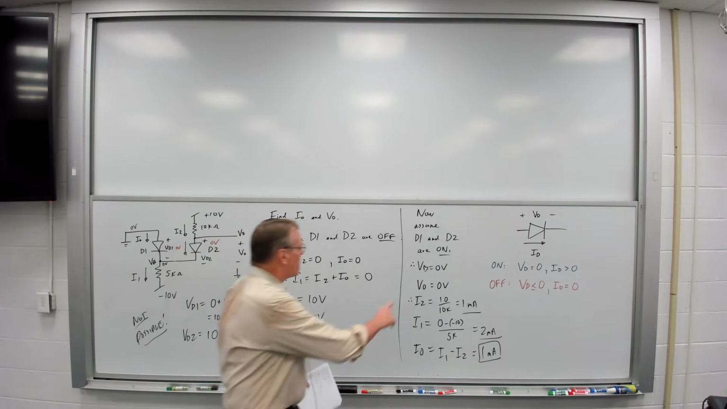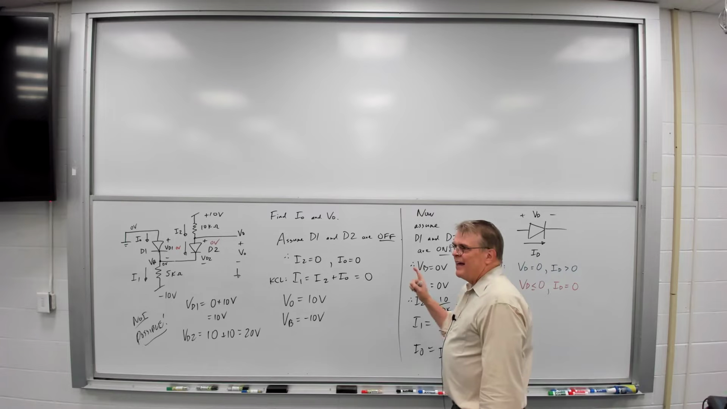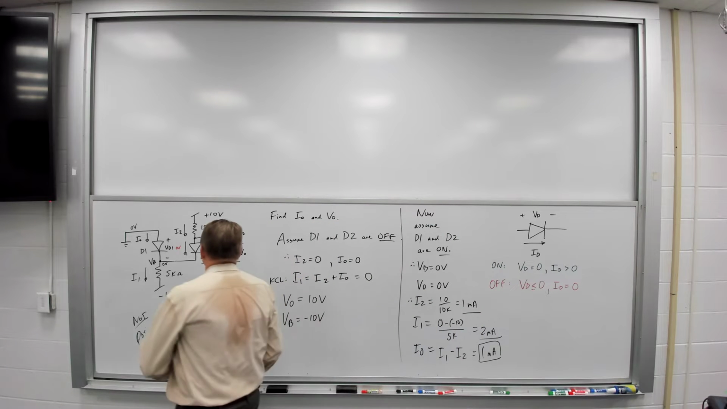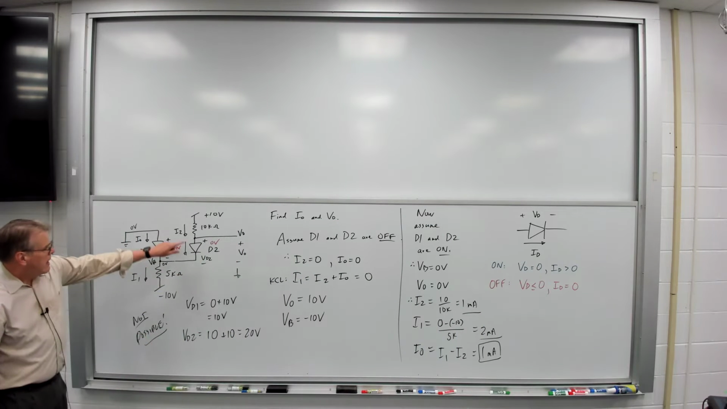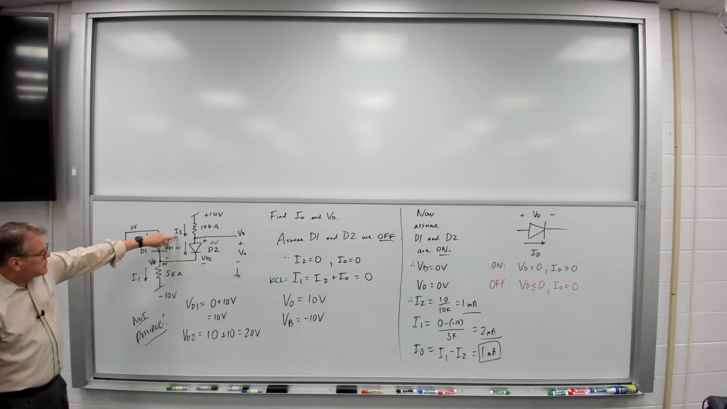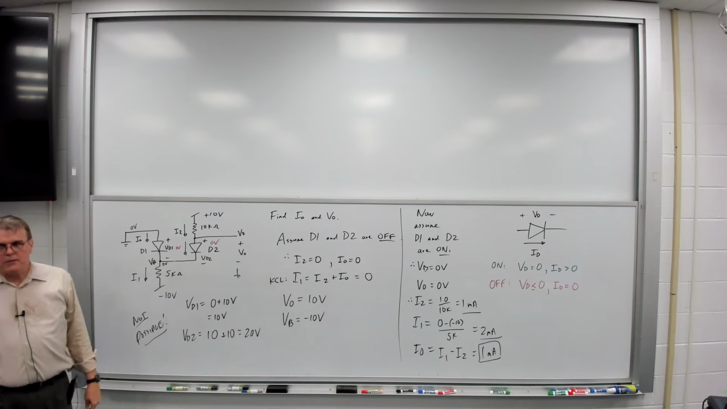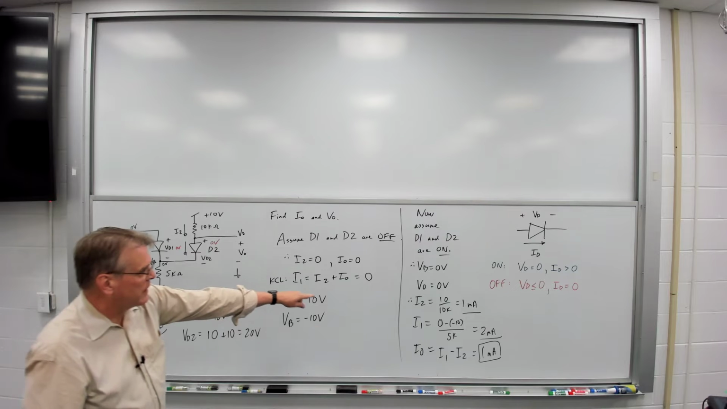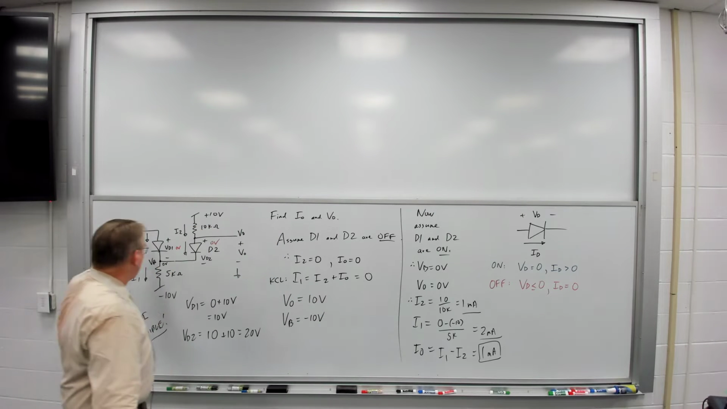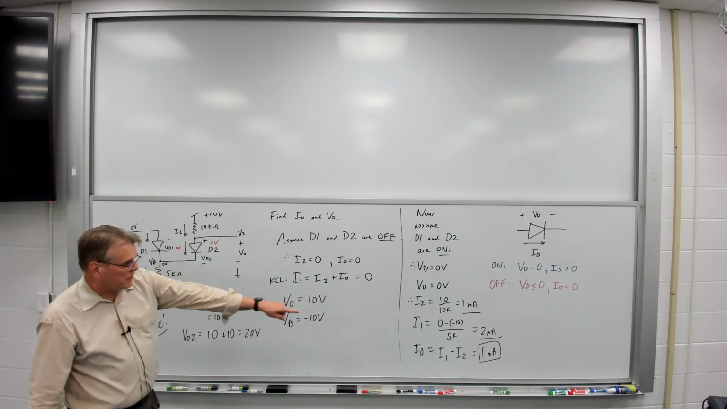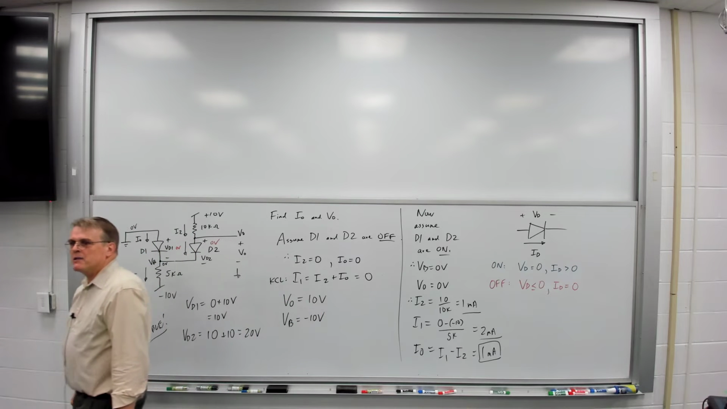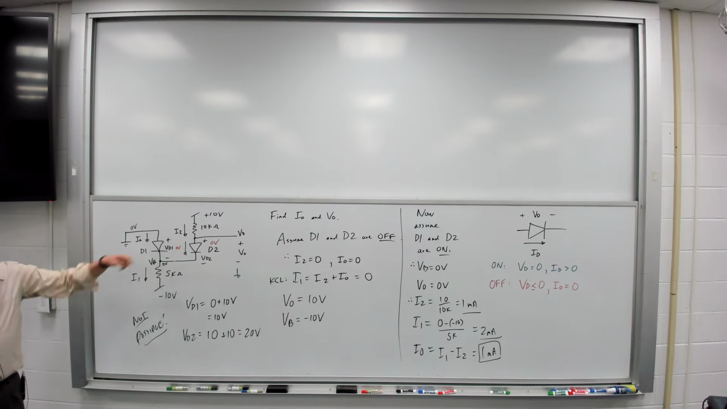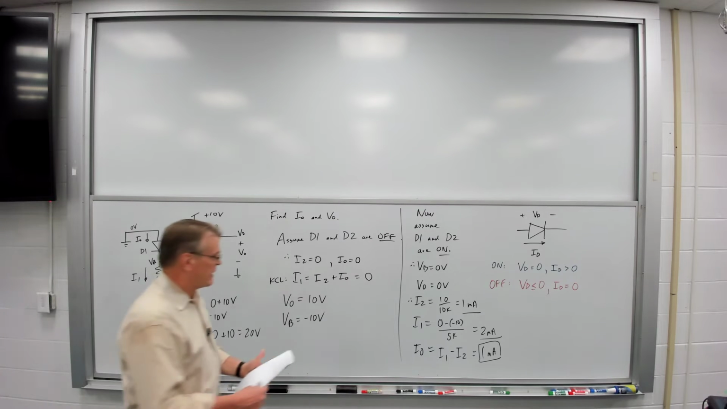Okay, here are my new results. Now, what do I have? I2 is the same thing as ID2, the current flowing through D2. Is that a positive current? Yes, absolutely. What about I0? What's that equal to? 1 milliamp, a positive current. Are both these diodes on? Yes, and the boundary conditions check.